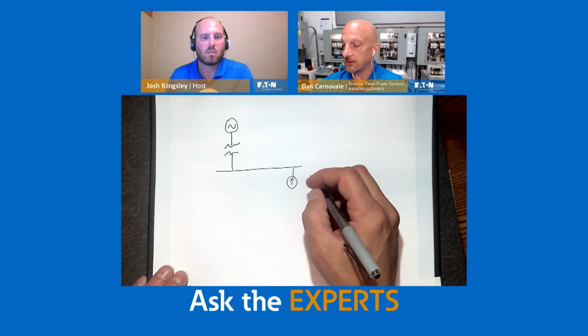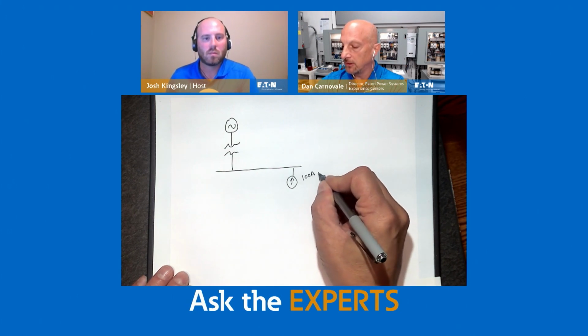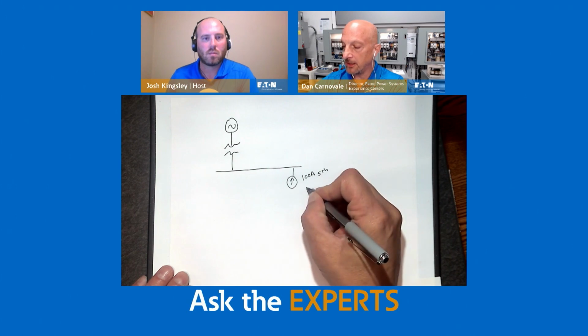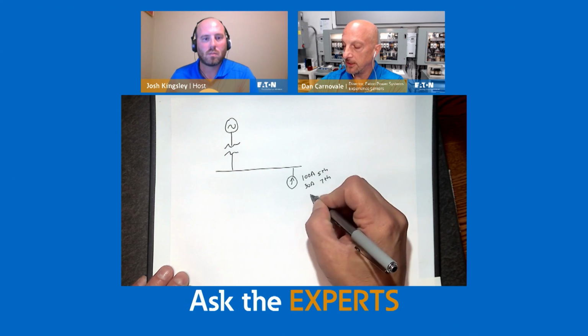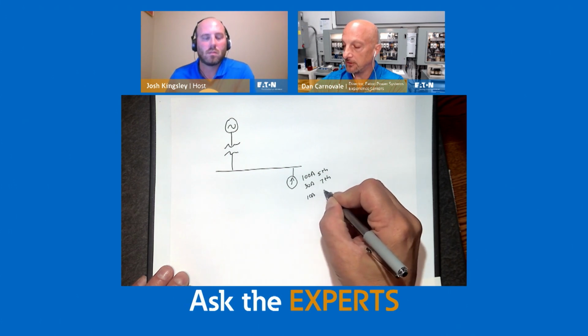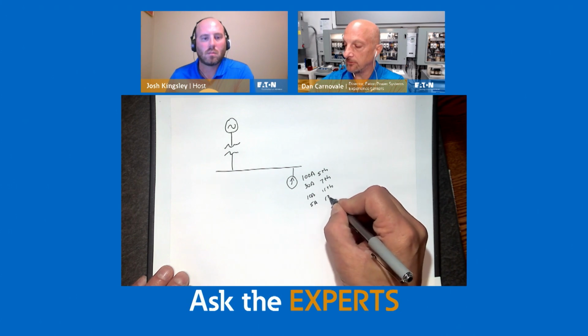And that could be a combination of things. Let's say it's a six pulse drive. So maybe I have 100 amps of fifth harmonic current. I could have 30 amps of seventh harmonic current, 10 amps of 11th harmonic current, and 5 amps, as an example, of 13th harmonic current.